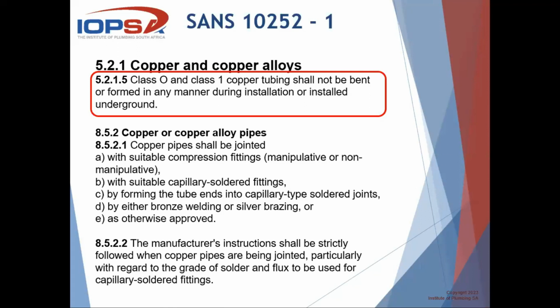And I think one of the more important ones, again, is 852.2, that says the manufacturer's instructions shall be strictly followed when copper pipes are being joined, particularly with regard to the grade of solder and flux to be used for capillary soldered fittings. So again, it refers us back to the manufacturer installation specifications.